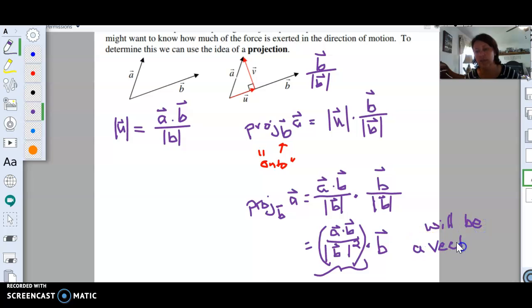Okay, this will be an actual vector, and it will be the vector of U. So this projection of A onto B is this vector U, has the same direction as the vector B, and it has the magnitude given as this equation shows here.